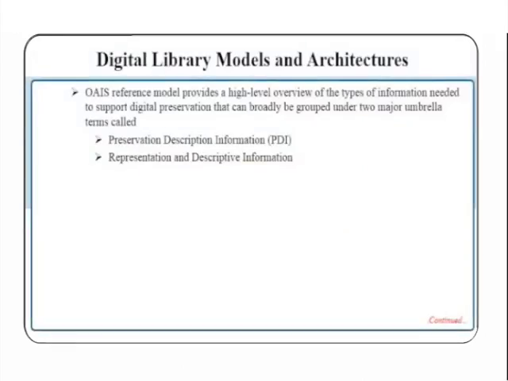The OAIS reference model provides a high-level overview of the types of information used to support digital preservation that can broadly be grouped under two major umbrella terms. The first one is Preservation Description Information, PDI, and the second one is Representation and Descriptive Information.